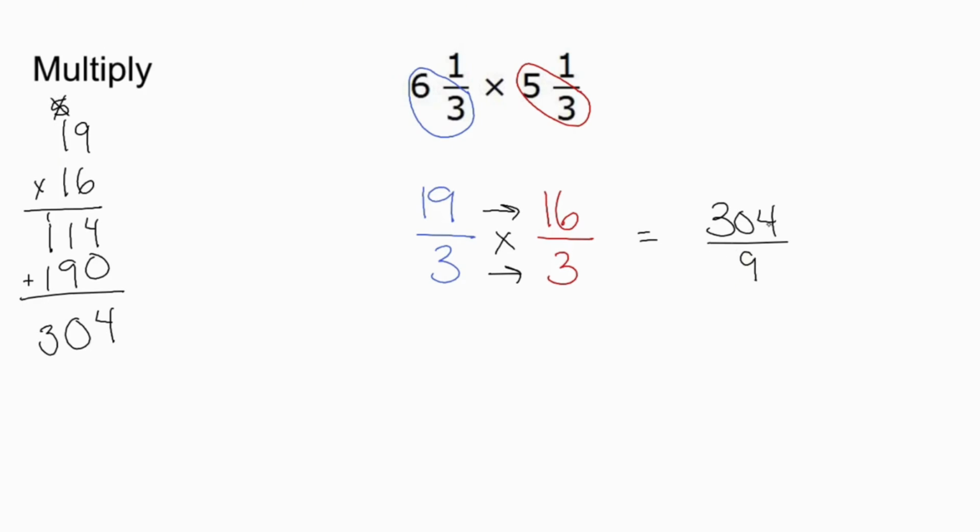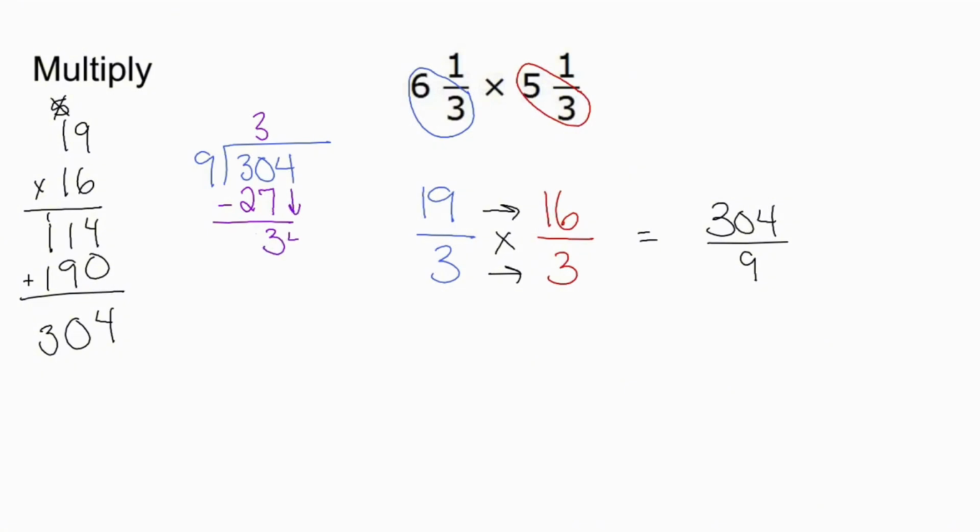Now, how do I turn this ugly improper fraction into a mixed number? Find out how many times 9 goes into 304. So let's do that over here. 9 doesn't go into 3, but 9 goes into 30 3 times. 3 times 9 is 27, so write out your 27. Subtract. 30 minus 27 is 3.